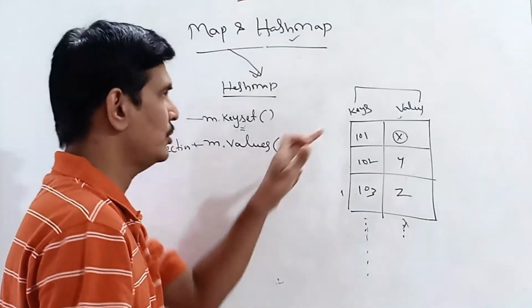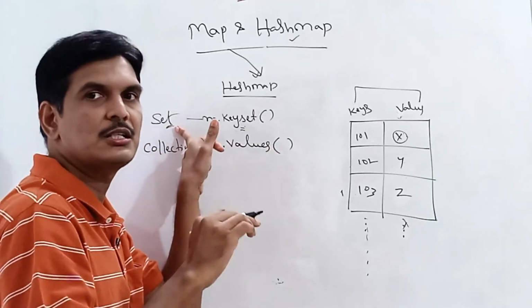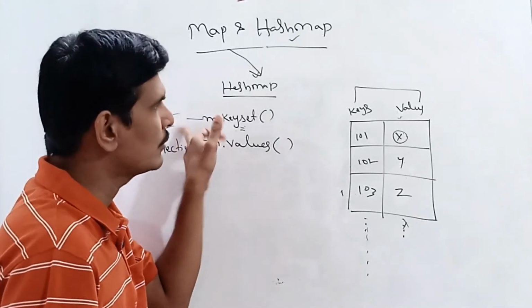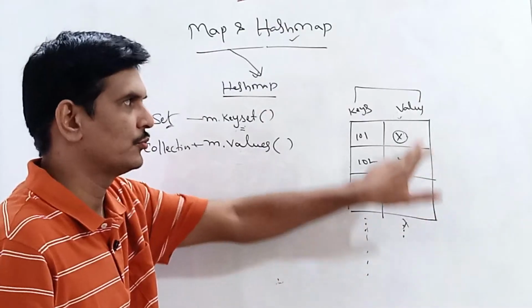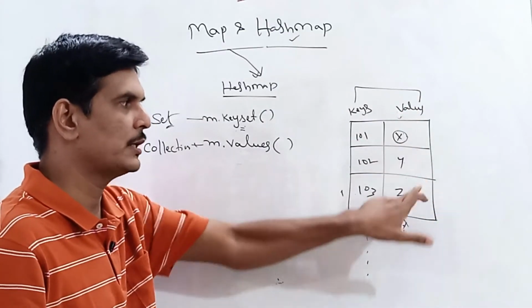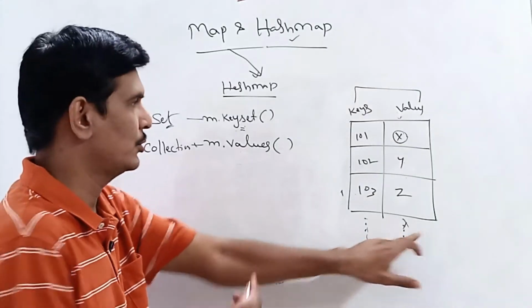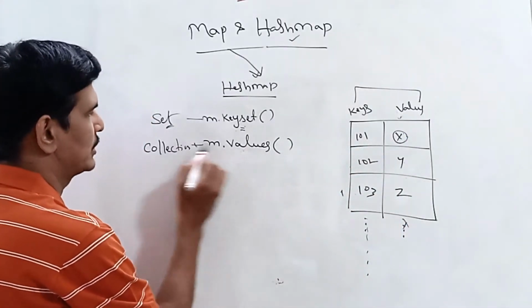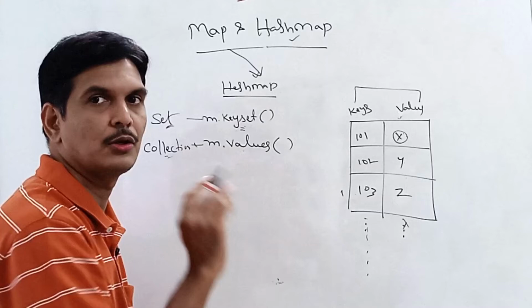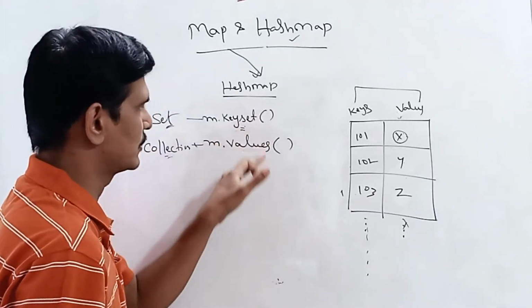There are no duplicates, so the return type is a set object. In a set object, duplicates are not allowed. But in case of values, once you retrieve all the values, duplicates are available. So values can be duplicated, and the return type of the values method will be just a collection, not a set. That's the basic difference between these two.